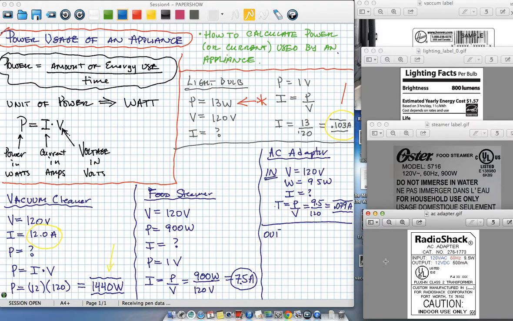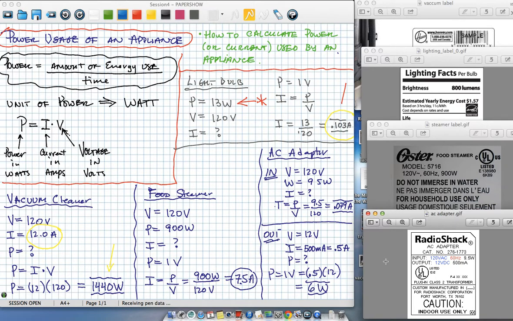So what comes out of the adapter? Well, according to the label, our voltage is equal to 12 volts. Our current is equal to 500 milliamps. Now I need to convert that to amps. So that's divided by 1,000. So 0.5 amps. And our power, that's what we want to figure out. So power is equal to IV. So that would be 0.5 times 12, or 6 watts.